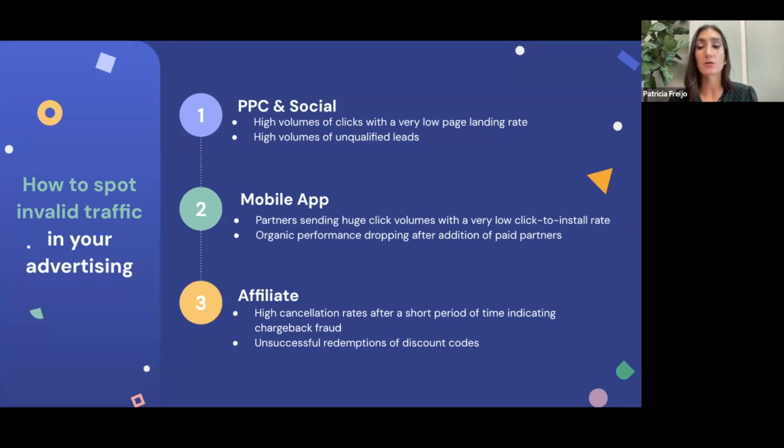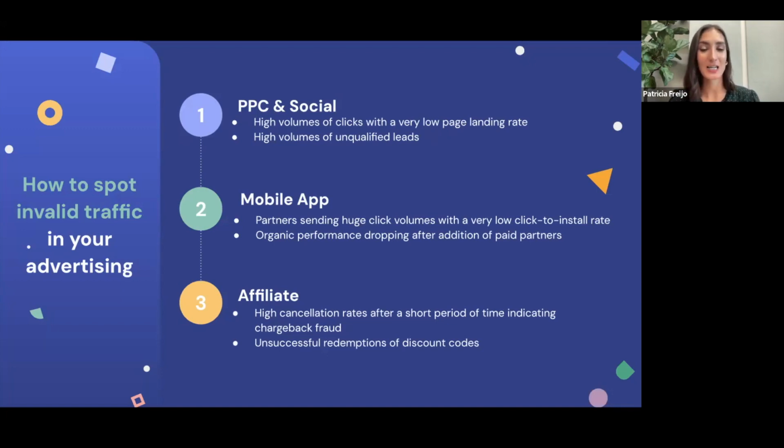So basically, when someone buys something, they get the product, and then they tell their credit card, their bank, that they didn't actually do that purchase. So they request the money back. And most of the time, merchants are the ones that bear this cost. Another common sign across affiliates of invalid traffic is unsuccessful redemptions of promo codes.